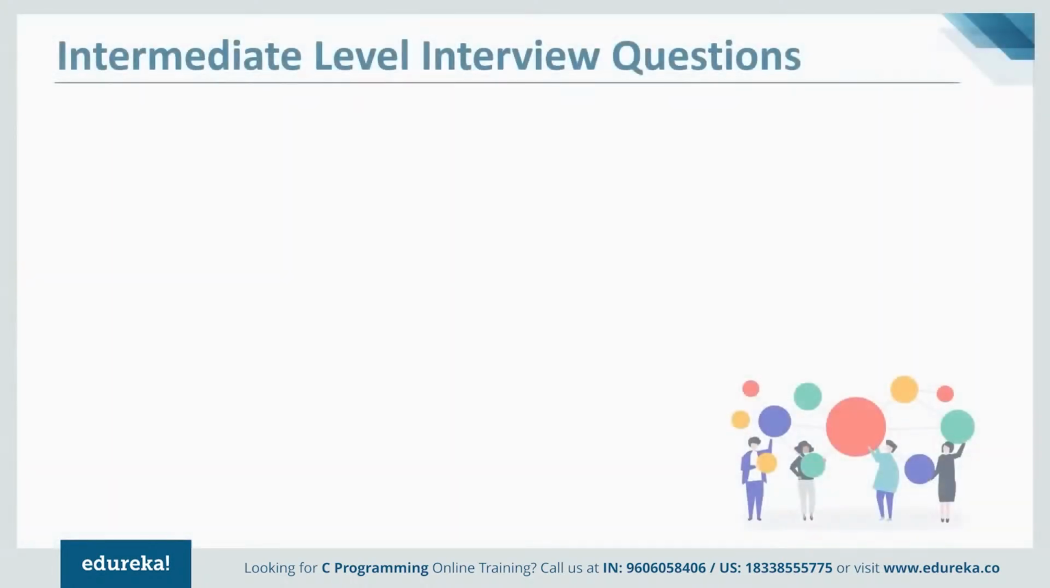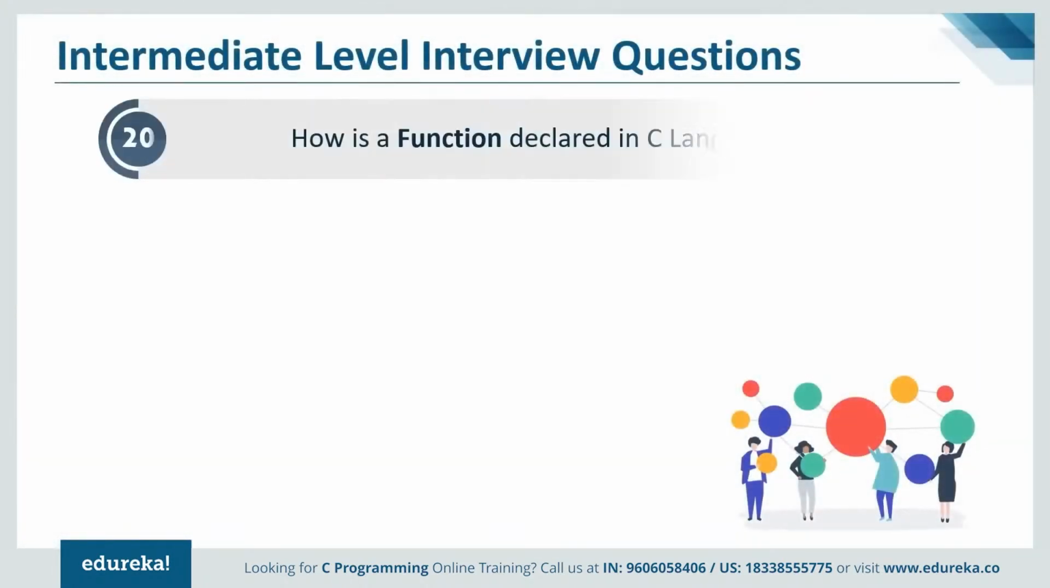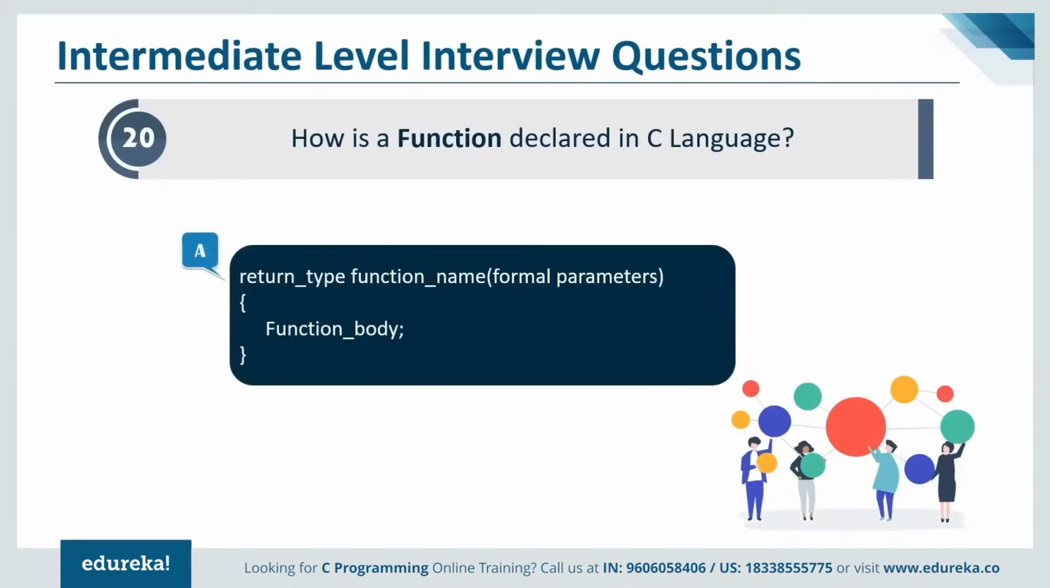And our first intermediate level interview question is, how is a function declared in C language? So the answer for this question is a syntax which you use to declare a function in the C programming language. So the basic syntax you follow is, you specify the return type of the function, and followed by that you specify the function name, and inside the function name you can also provide the formal parameters, and after that you can write up the function's body.